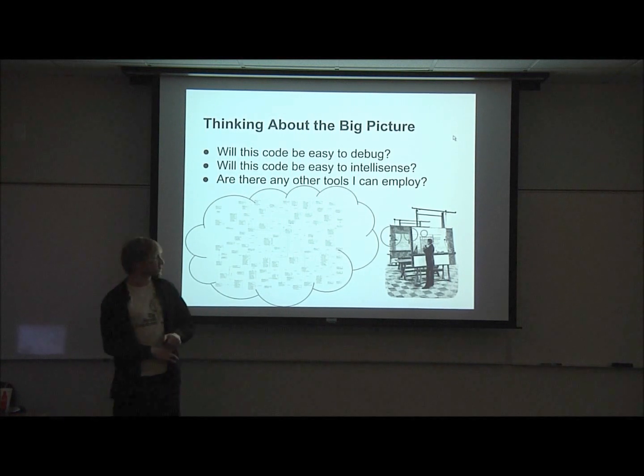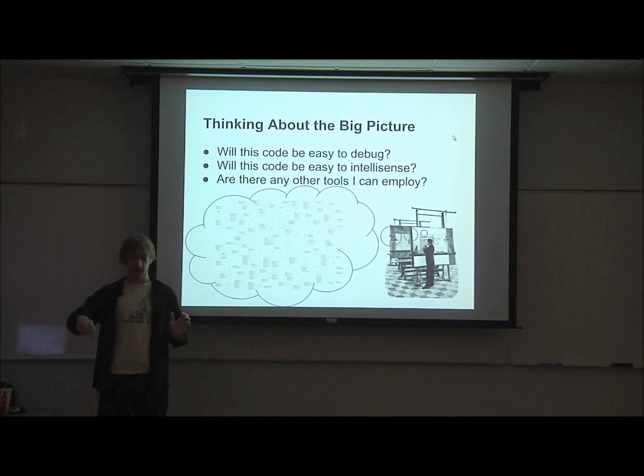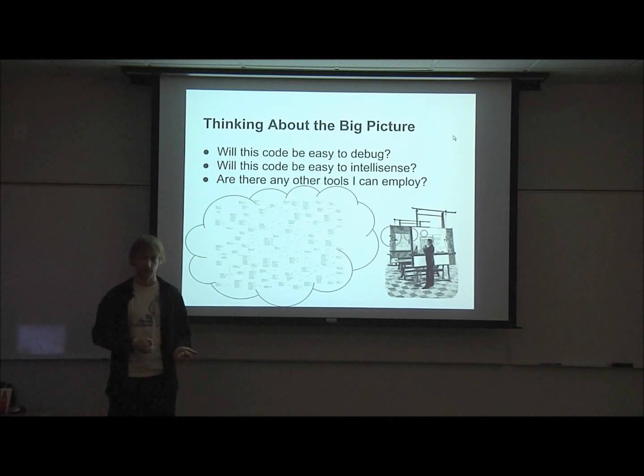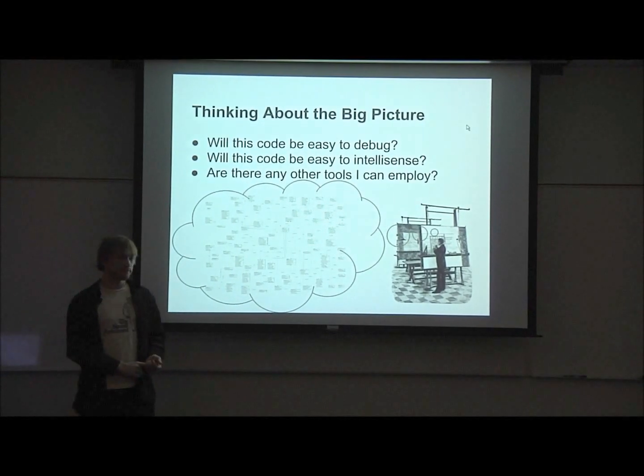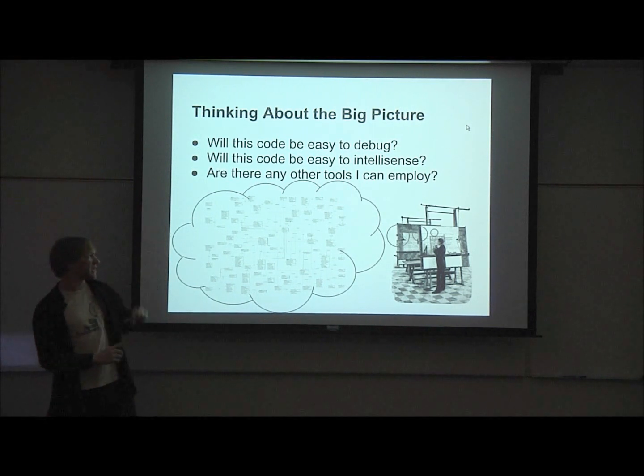More to think about, will this code be easy to debug? If you have a class where all the variables are in a pointer that's then in another pointer that's then in another pointer, when you debug that, you're going to have to go into multiple levels to find it. That's going to be nasty. You can solve that a little bit. Visual Studio has some ways to debug, visualize things differently, but that's more work in addition. You can just be thinking about it from the beginning. Will this code be easy to IntelliSense?